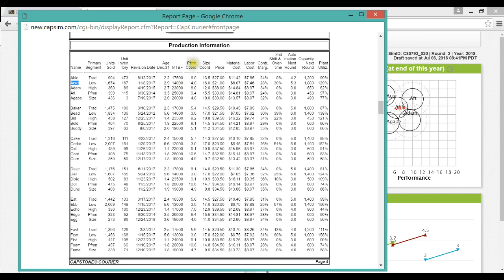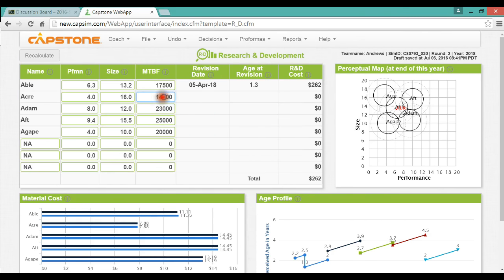So we're already leading in size and performance. The only other thing we could lead in is mean time before failure, so I'll just bump that up a little bit, and I think we can really make some money here. So I'm hoping this can be our biggest producer. You see, pretty low R&D cost for that little change, and I think once we add some more advertising, we can really make some money here.